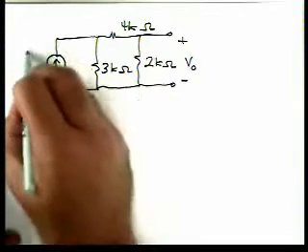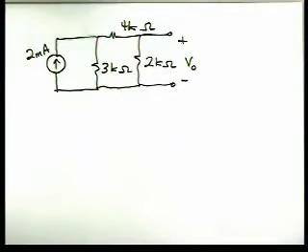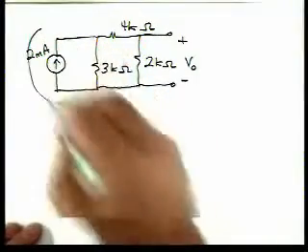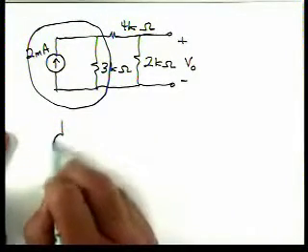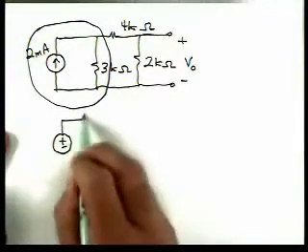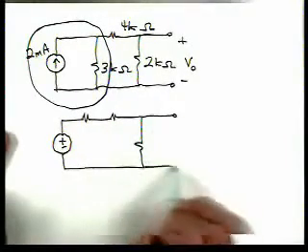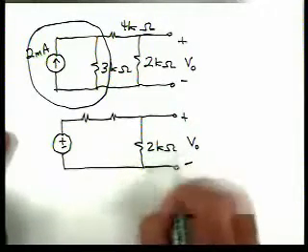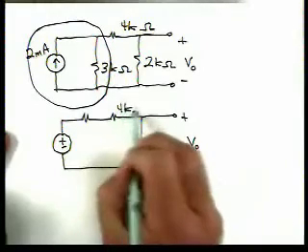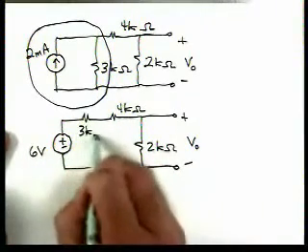So we're left with a 2 milliamp source, so that's 4 milliamps up and 2 milliamps down. Now, again, we can do a source exchange here. We can convert that to a voltage source in series with a resistor. So now that becomes a 6-volt source in series with a 3 kilo ohm resistor.